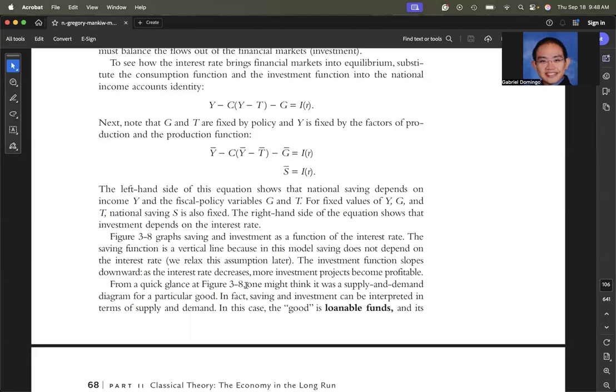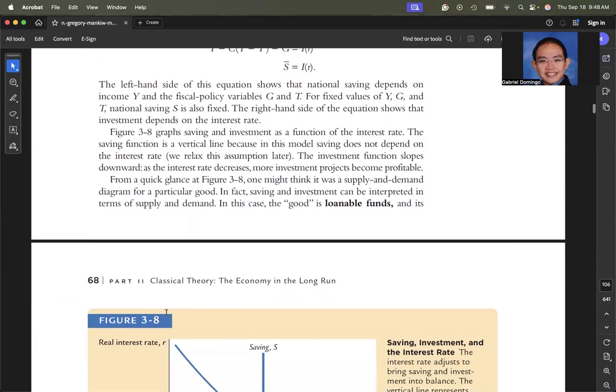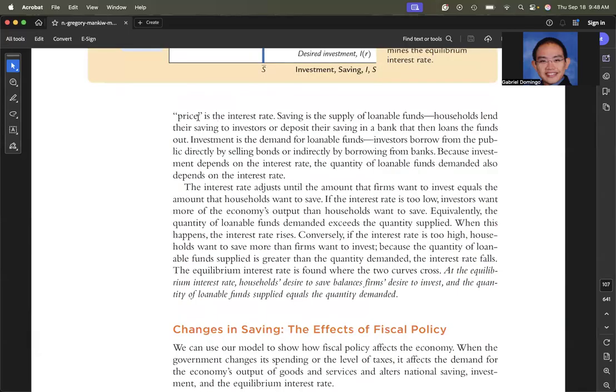From a quick glance at figure 3-8, one might think it was a supply and demand diagram for a particular good. In fact, savings and investment, S and I, can be interpreted in terms of supply and demand. In this case, the good is loanable funds, and its price is the interest rate.